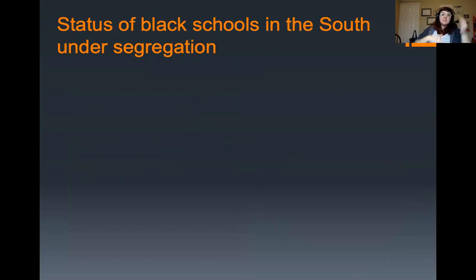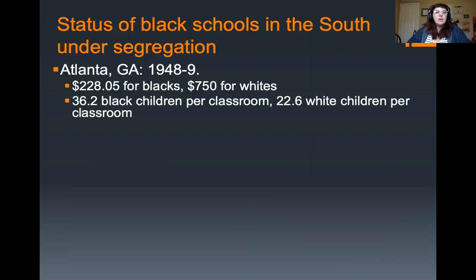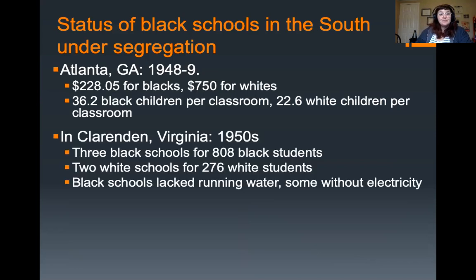Okay, so let's talk a little bit about the state of schools in the South under segregation before we start talking about Brown versus Board. So some example statistics for you. In Atlanta, Georgia, spending for Black versus white children, $228 per Black student, versus $750 per white student, right? 36 Black children per classroom versus 22 white children per classroom. And you've all been in big classes and small classes and you know the difference that makes.